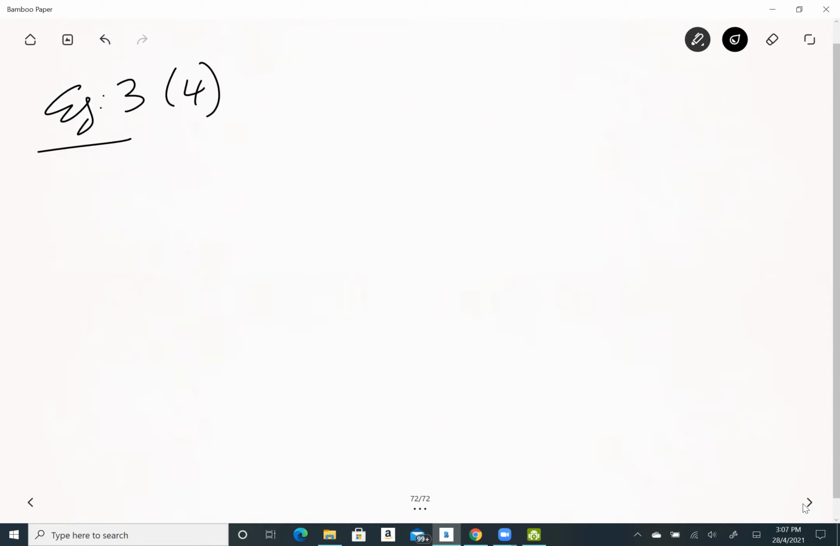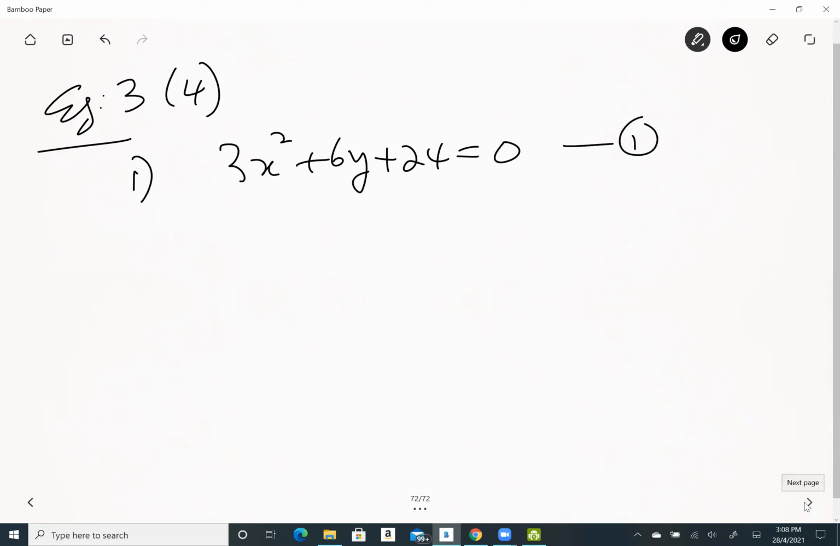So you have the function, and then for number 1, I have fx equal to 3x squared plus 6y plus 24, and then fy equal to 2y plus 6x. So you set that to 0. This is what I will do. I will start from here, 3x squared plus 6y plus 24 equals 0. So that is our equation number 1. And then fy, I got 2y plus 6x equal to 0. That is our number 2.